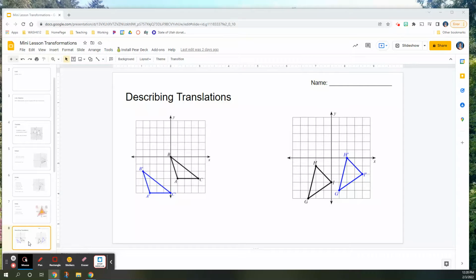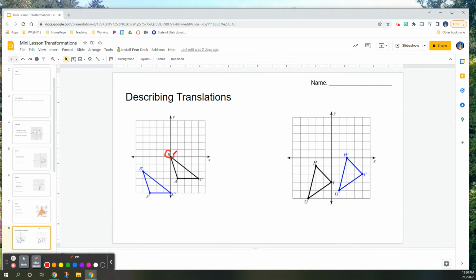Okay, so today we are talking about different types of transformations. Transformations are when we just take a shape and we move it or adjust it in some way. So the first type we're going to talk about are translations. Translations are just when we move it. So they're the same orientation, they're the same size. We're just going to slide them over.